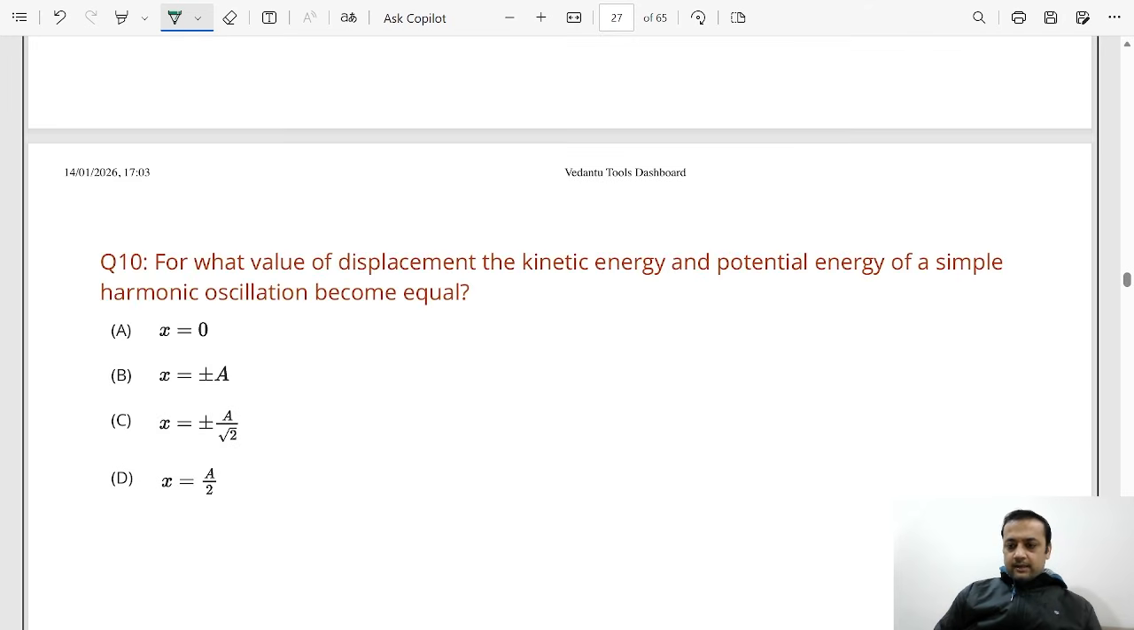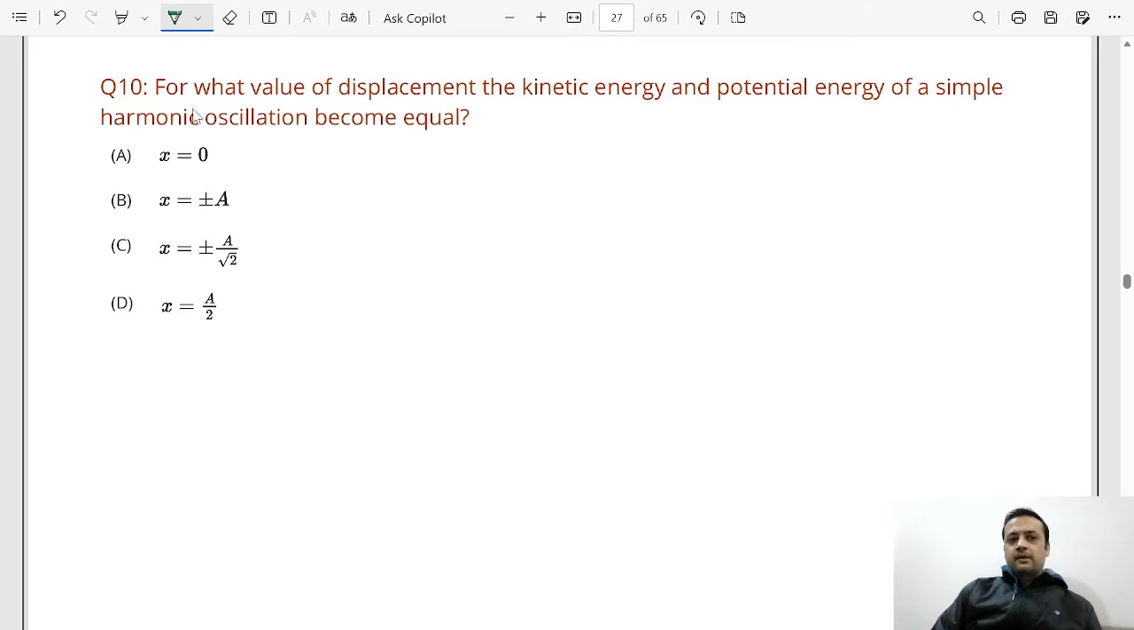Then let us see another painfully easy question. For what value of displacement do the kinetic energy and the potential energy of a simple harmonic oscillator become equal? Now you can't expect an easier question, guys. Basically, suppose this is the axis on which the particle is oscillating. This is the equilibrium position, this is the plus A position, this is the minus A position. So the question is saying that kinetic energy should become equal to potential energy, right? Now we know that kinetic energy can be written as total energy minus potential energy. That means E becomes 2U or U becomes E by 2, right?